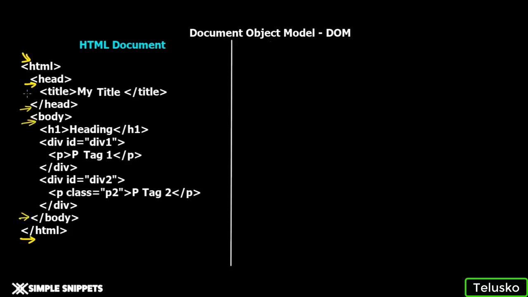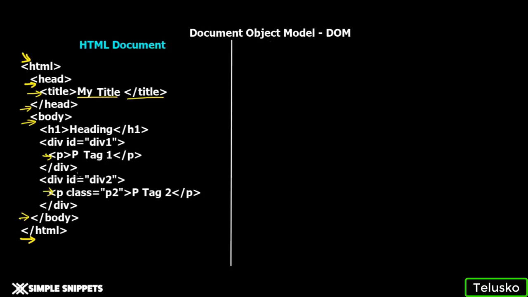Now inside the head we have our title tag, and then we have certain text which is my title, and the title tag closes over here. Similarly, inside the body we have heading tag h1, we have one division with id div1, we have another division with id div2, and inside those individual divisions we have paragraph tags. Okay, now this is very basic.